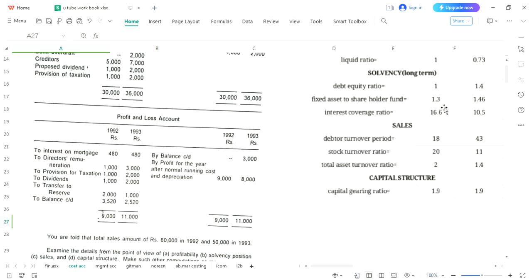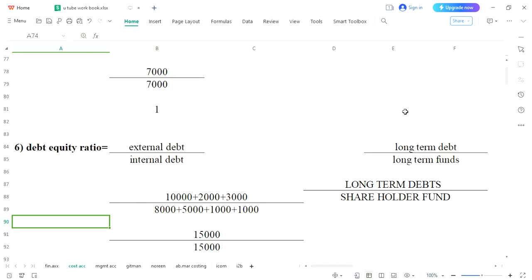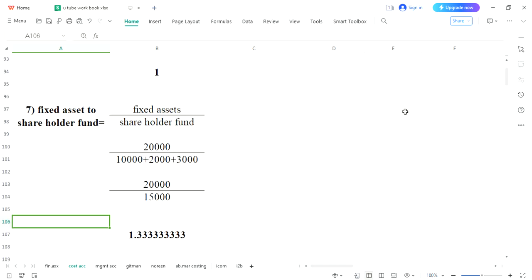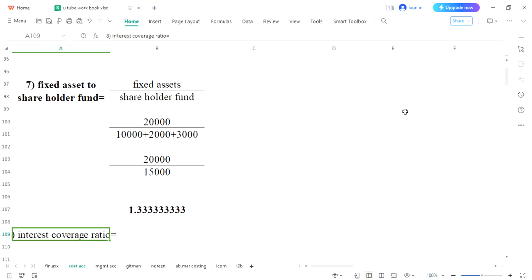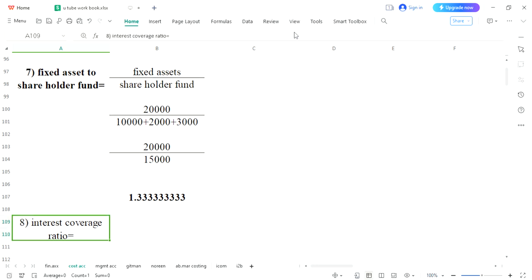Now the next ratio which we are going to calculate is the interest coverage ratio. For that, let's write down our eighth formula, interest coverage ratio. I was telling you that this is the first time we are calculating interest coverage ratio. This question is important because this is the only question where you will calculate interest coverage ratio, so you will have to be very attentive.